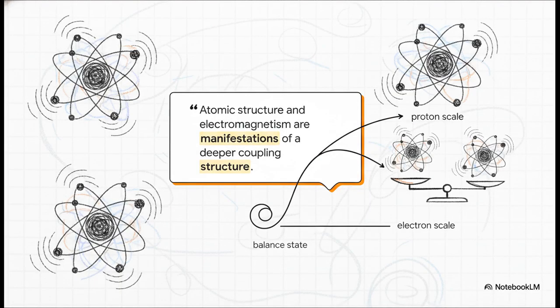And that leads us to the author's ultimate physical interpretation. The framework essentially suggests that atomic structure and electromagnetism are just manifestations of a deeper coupling structure. Furthermore, he proposes that this reference mass represents a literal balance state between proton and electron scales. He's making a compelling argument for a hidden fundamental symmetry dictating the scales of our atomic world.